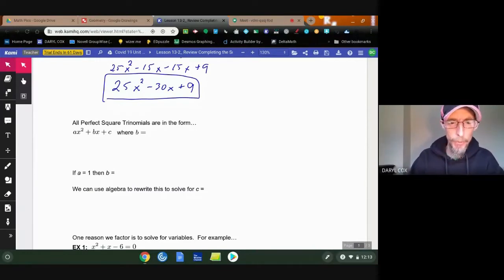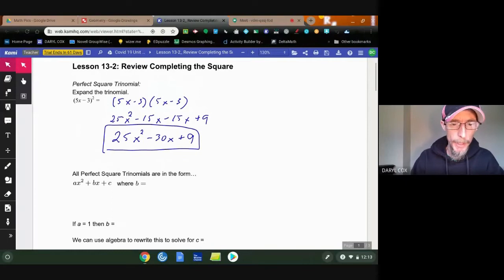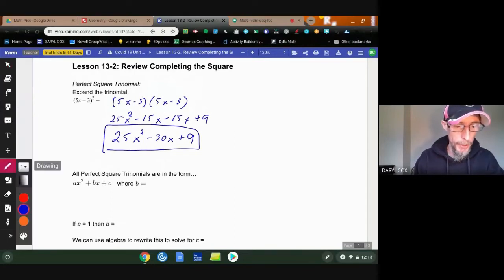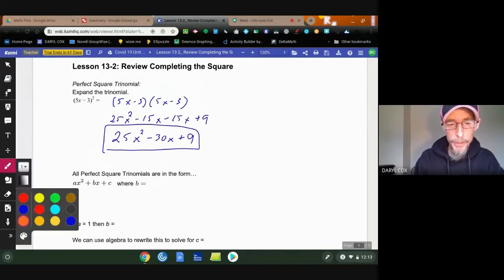Because let's go back and look at what this thing comes out to be. The 25, I'm going to change colors here. This 25x squared, well, that is this thing squared, right? So basically 5x squared gave me the 25x squared. And the 9 is basically the 3 squared.